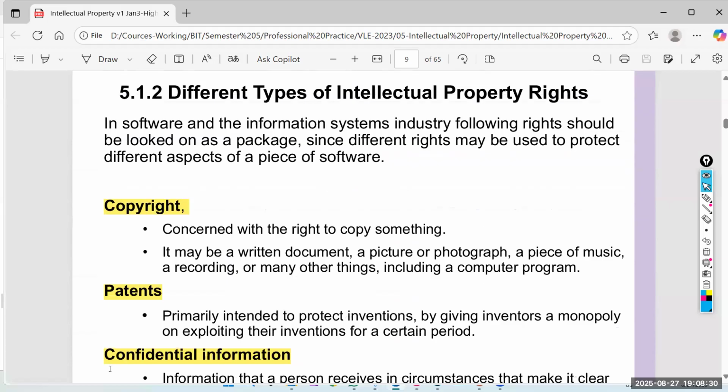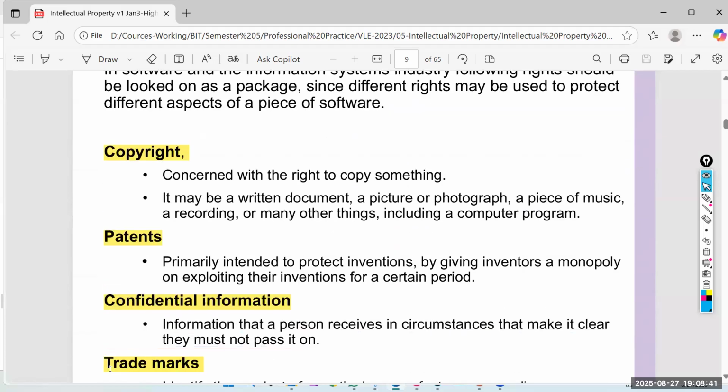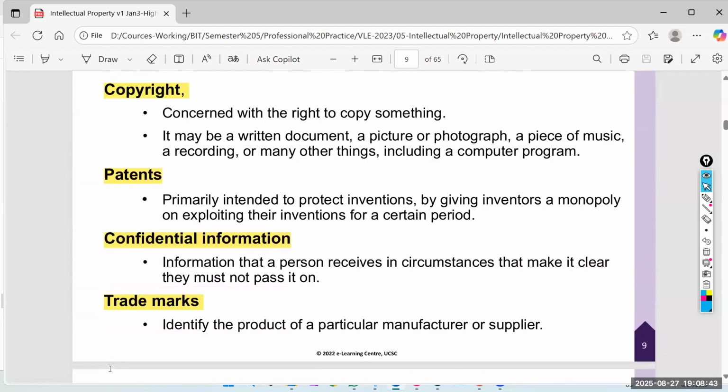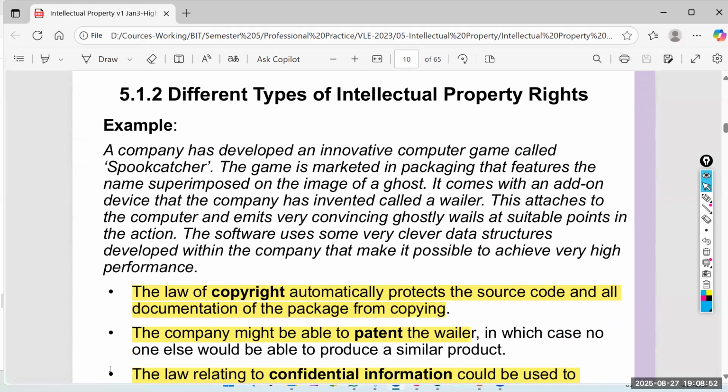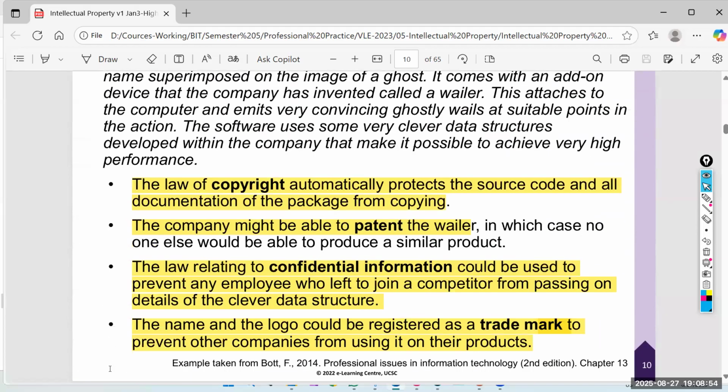Right. What are the different types of intellectual property rights? Copyrights, patents, confidential information, trade secrets, trademarks. So those are the four intellectual property rights. We'll take one by one. We'll start with copyrights. Okay, copyrights.